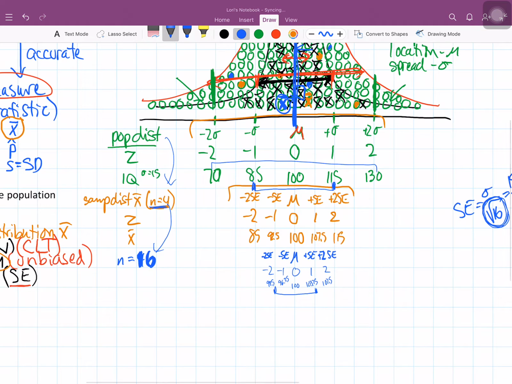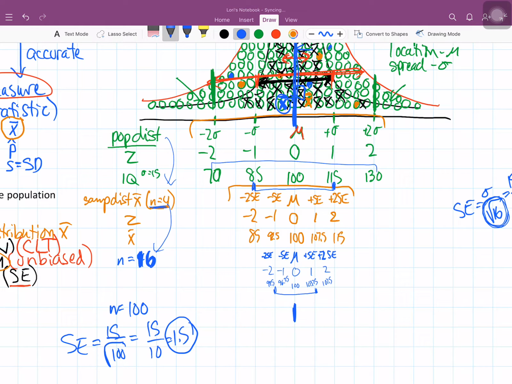Let's do one more example down here, and let's call this n equals 100, because that's another easy one to square root. The standard error that goes with that is equal to 15 over the square root of 100, which is equal to 15 over 10, which is equal to 1.5. So here we have our mean of 100, plus 2 standard errors is 103, and minus 3, because it's 2 standard errors, is equal to 97. So as soon as we have a sample size of n equals 100, then 95% of these X bars are going to fall between 97 and 103.